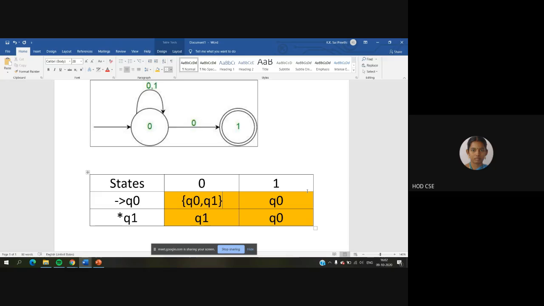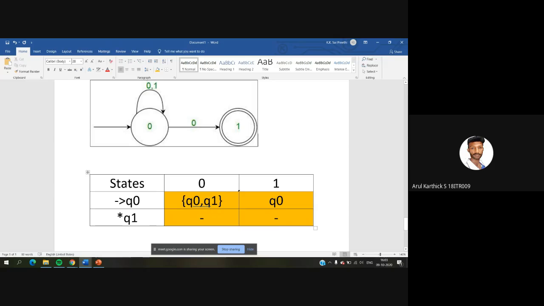You assume that circle 0 is called Q0 and circle 1 is called Q1. From Q0, the 0 goes to both Q0 and Q1. From Q0, the 1 goes to Q0. From Q1, there is no outgoing transition for 0 as well as 1. There is no outgoing transition. Okay, is it clear? Is it clear how I am mapping the diagram into a table?